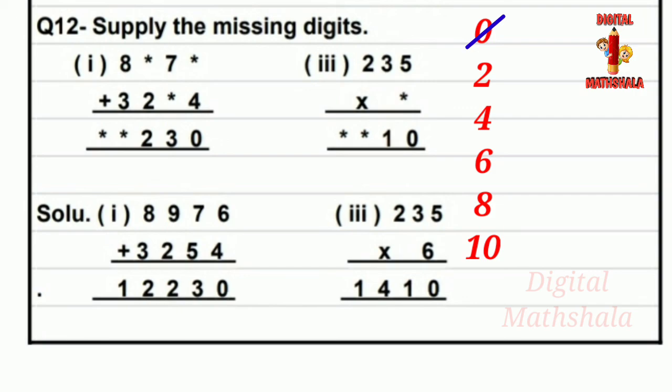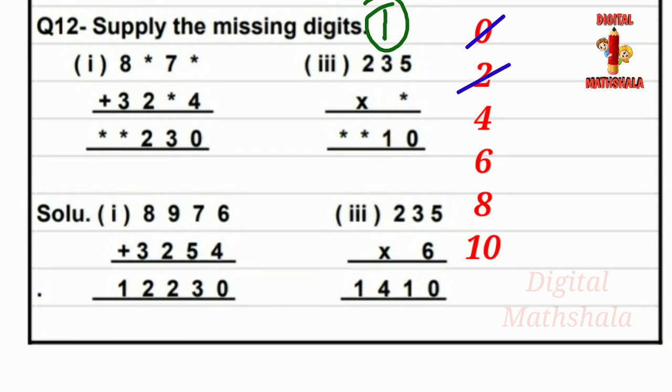Now we will talk about 2. Here you can see 2 multiplied by 5, 10 will be there, and 1 will go as a carry. Now 2 multiplied by 3, 6 will come, and 1 carry, 7. So here 7 should come, but you can see here 1 is there. It means the possibility of 2 will be cancelled.